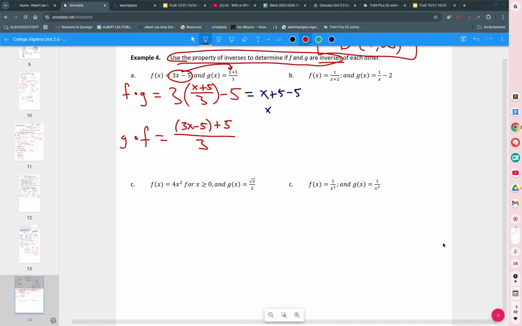Can I cancel off the 3's right away? No. Can I cancel the 5's? Yes, you can. And so you get 3x over 3. Can I now reduce the 3's? Yes. We got x in both situations. So, are they inverses of each other? Yeah. They are inverses of each other.